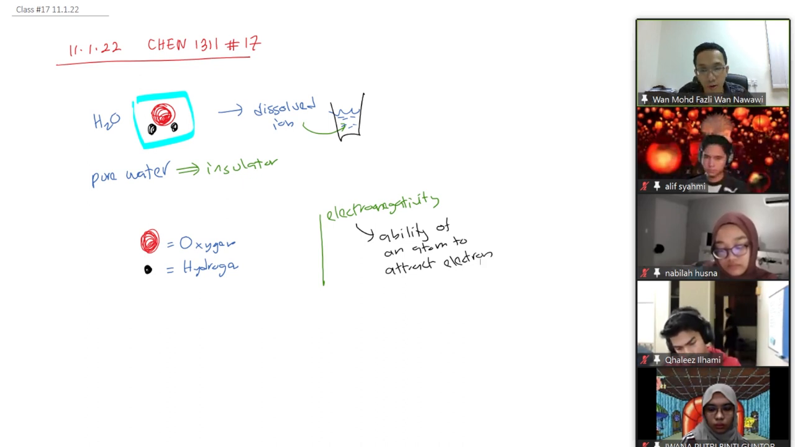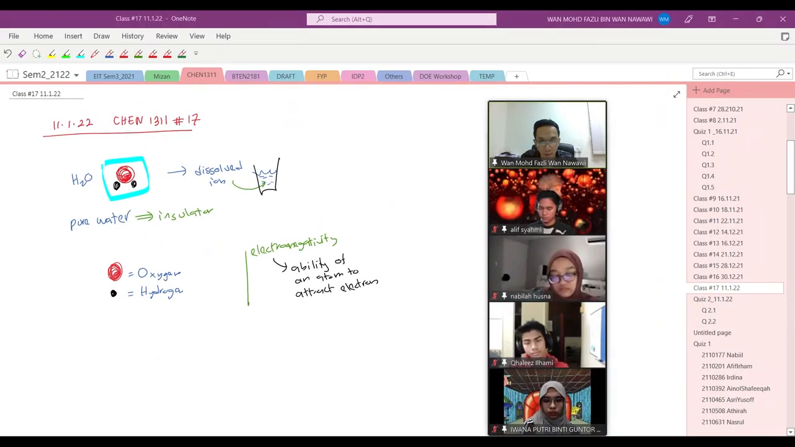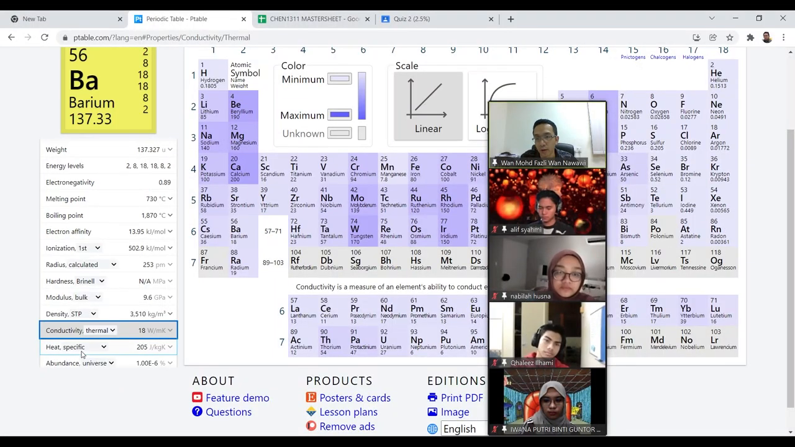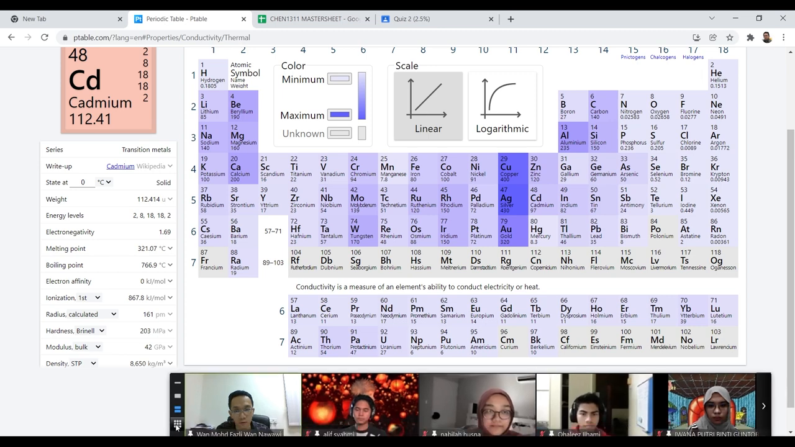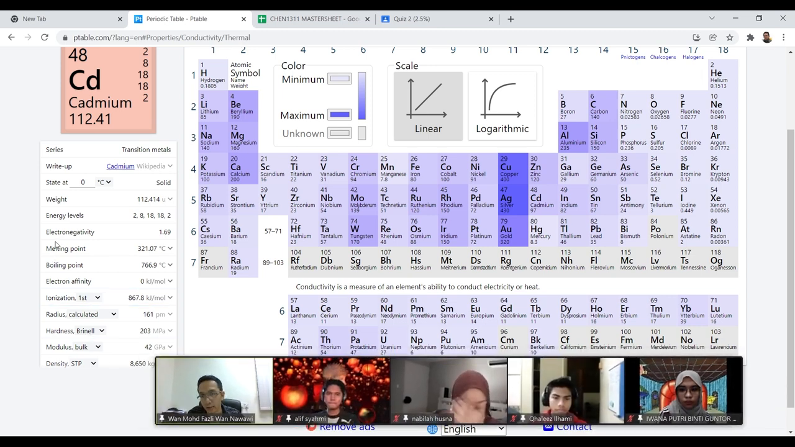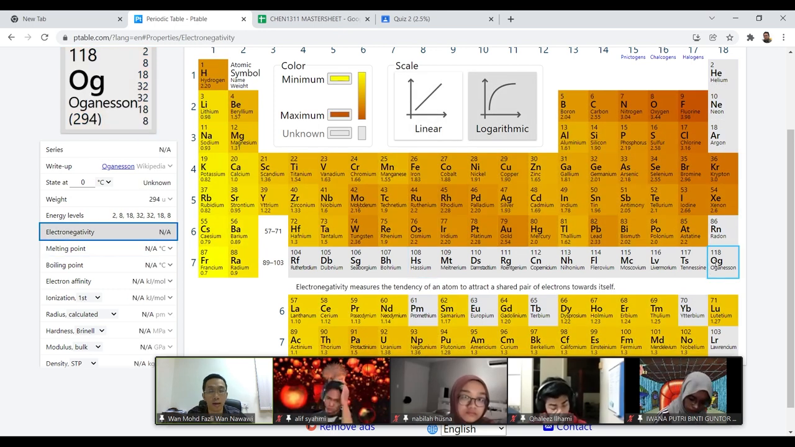If you look at the periodic table here, let me open the periodic table. If I go to electronegativity, you can see here there is electronegativity. If I click there, you can see the colors change, right? The darker the color is, the more electronegative it is.